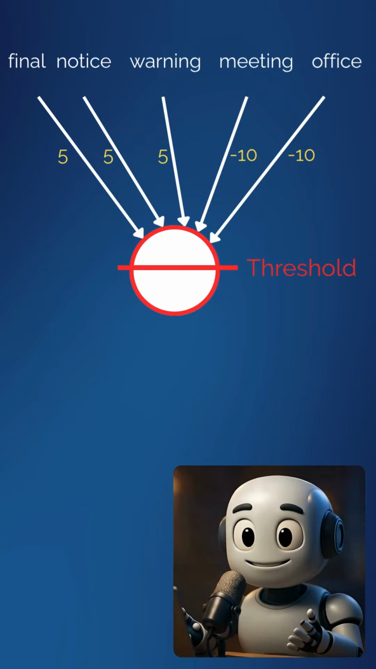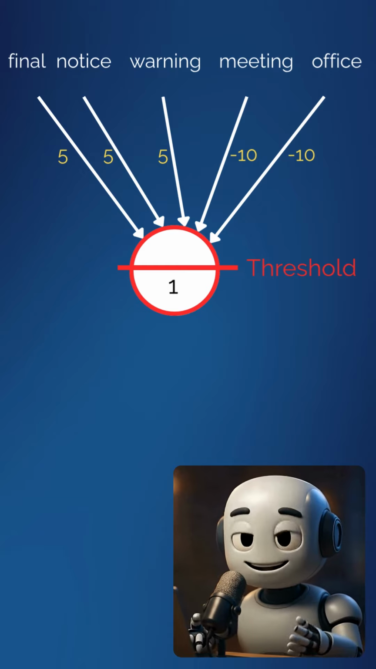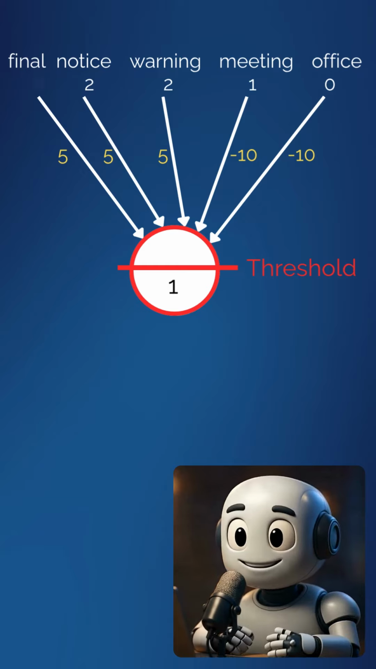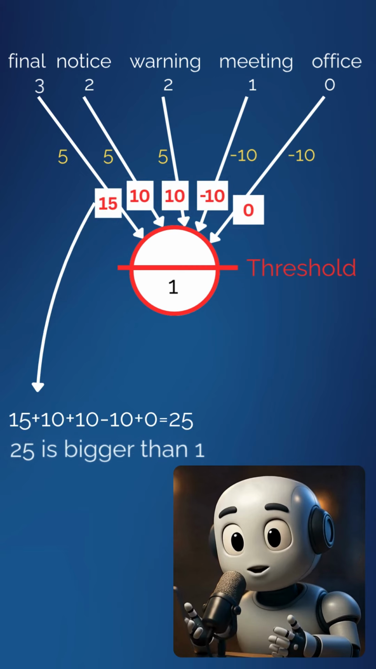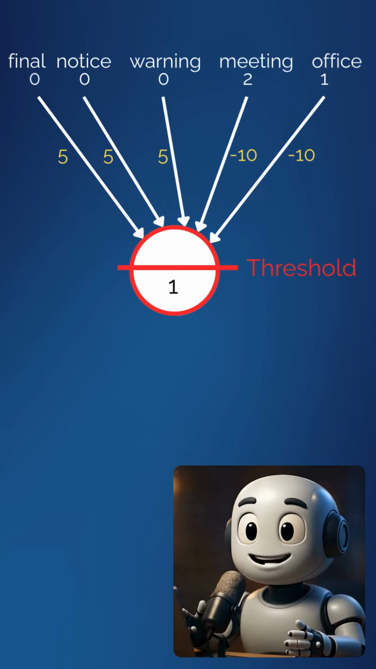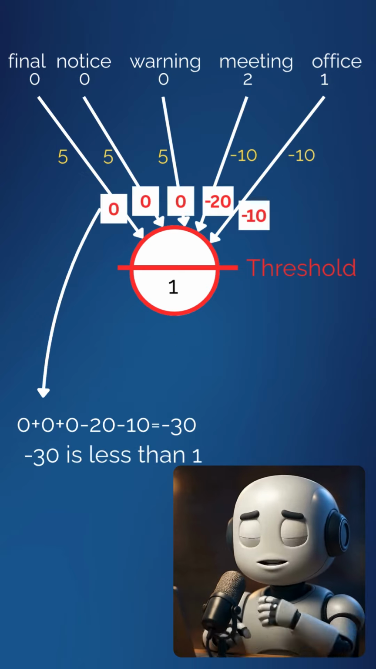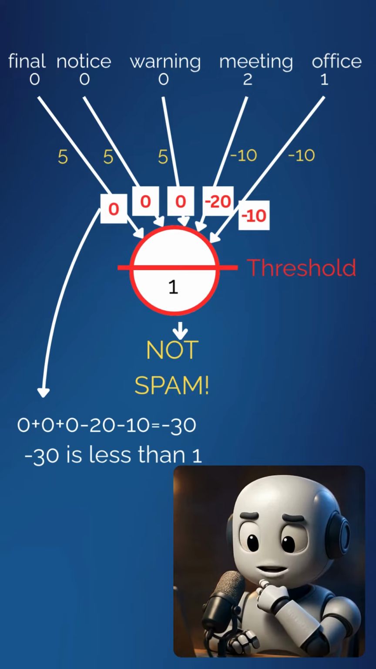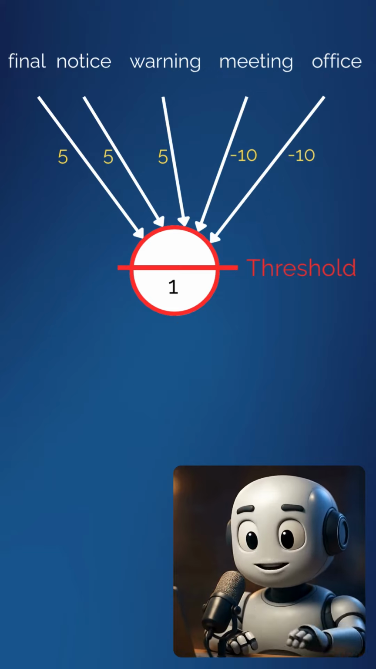And one final thing, each neuron has a threshold. If we add all these weighted inputs up, and that number is above the threshold, then the neuron fires. In our case, we say it's spam. If it's below the threshold, the neuron doesn't fire, and we say the email is not spam. I'm going to set our threshold to 1.